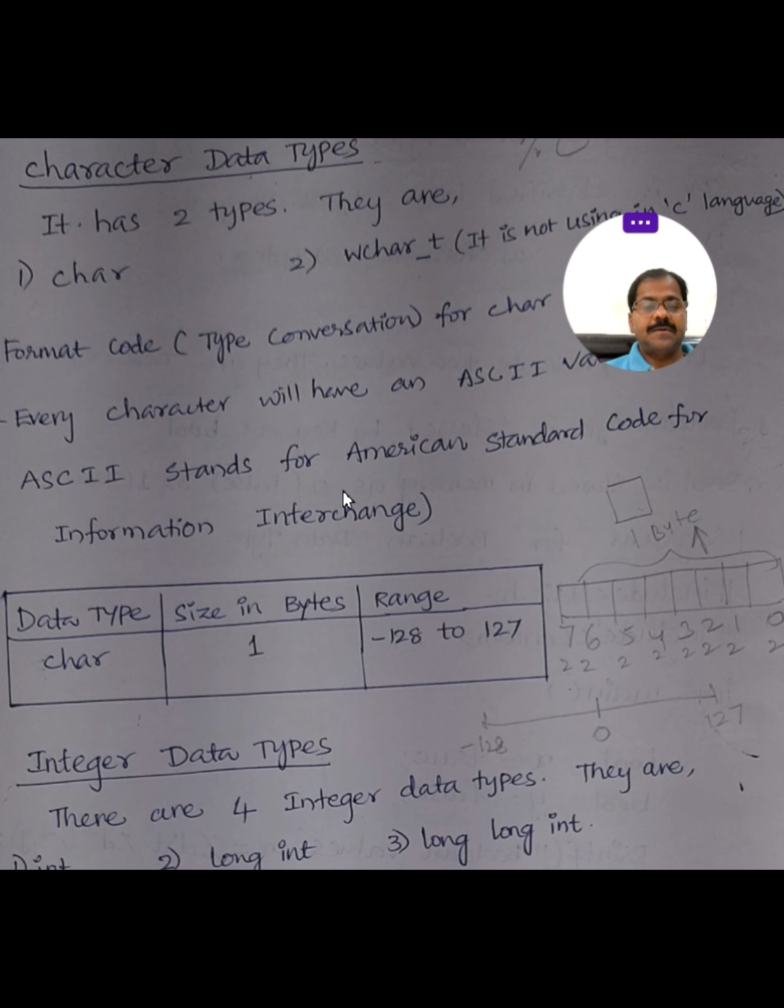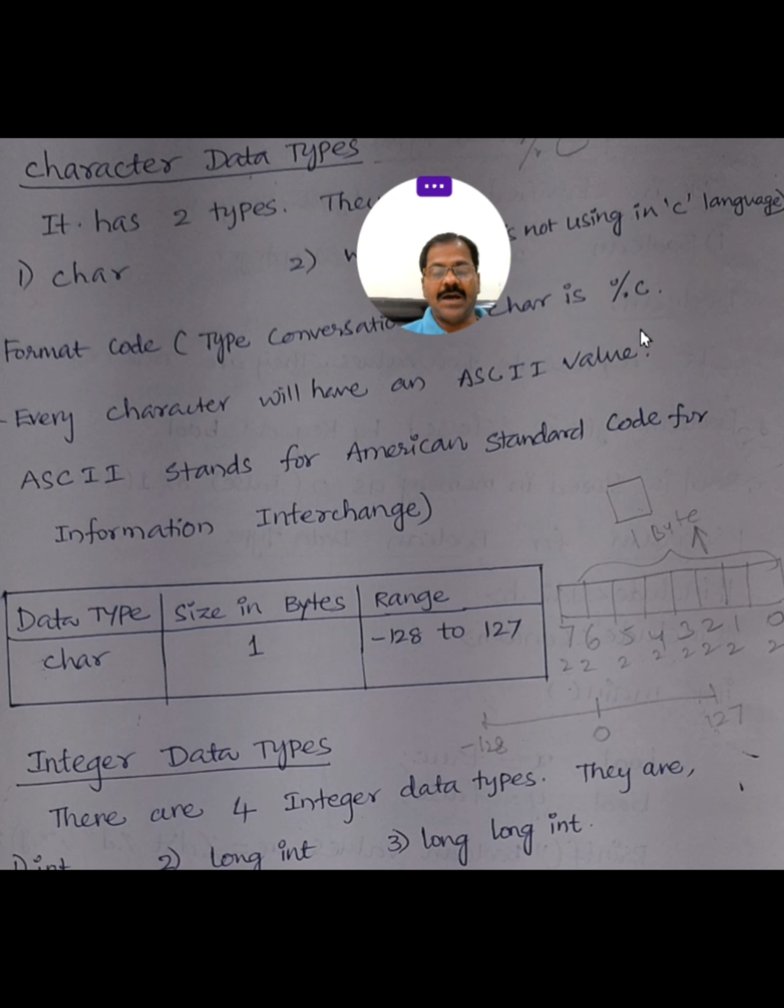You see here, in this character we use ASCII values. For example, char ch is equal to, in single quotes, small a. That small a represents 97. We assign a character only, but every character will have an ASCII value. Whatever character I assign to the variable, that character will have an ASCII value. ASCII stands for American Standard Code for Information Interchange.